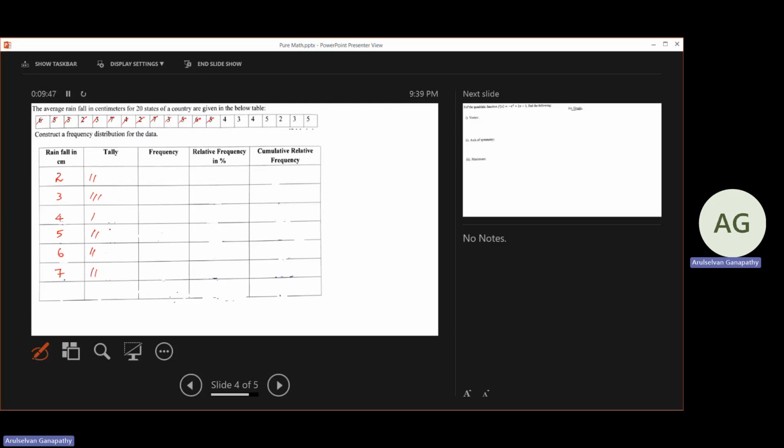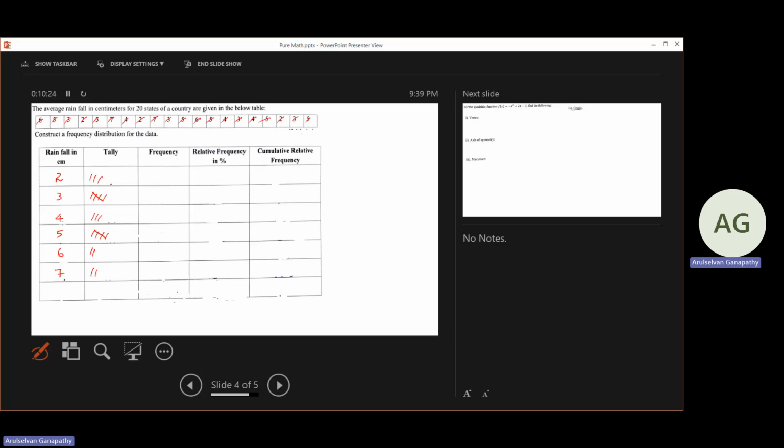5, third one for 5. 4, second one for 4. 3, fourth one for 3. 4, third one for 4. 5, fourth one for 5. 2, third one for 2. 3, fifth one for 3. We have to draw a cross across this. It is one block. Okay, and 5, the fifth one for 5, again a cross across this.